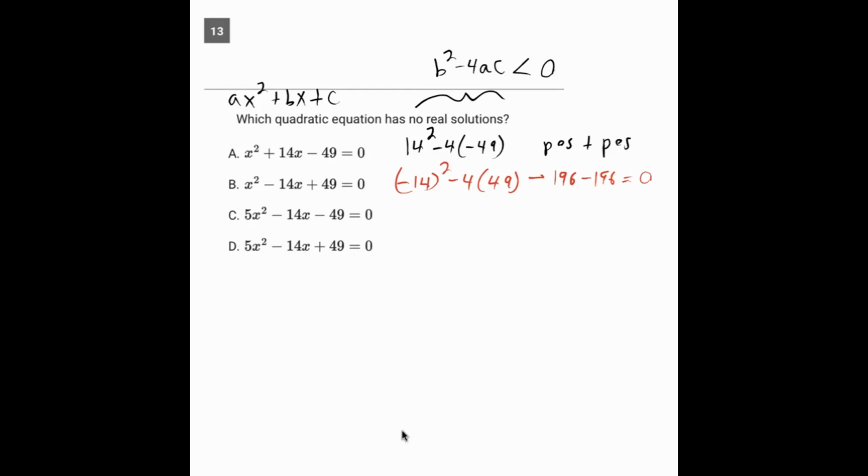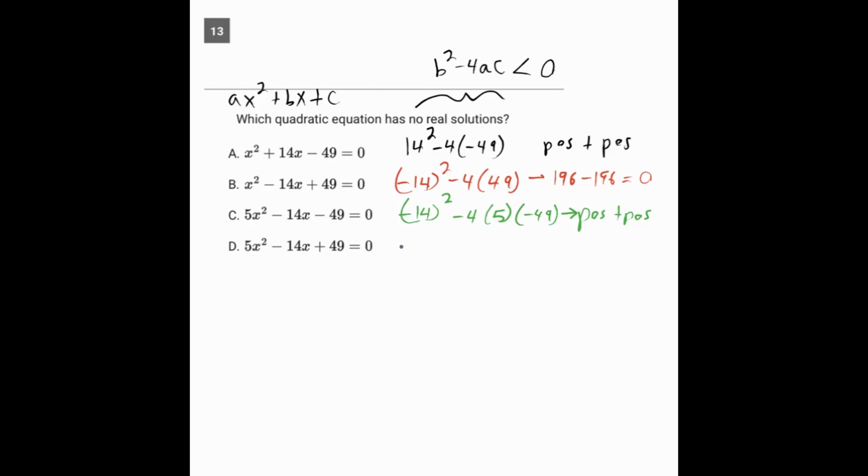Now going on to C, we have b squared minus 4ac. So we don't have to do the calculation again because negative 14 squared is positive. And here we'll have a negative times a positive times a negative. In other words, we have 2 negative signs, and that'll be positive. So that is also a positive plus a positive. And so regardless of the actual numbers, this will be positive. And so we already know the answer is going to have to be D.